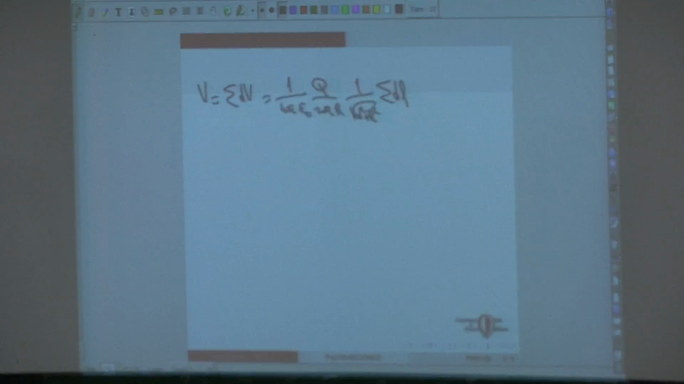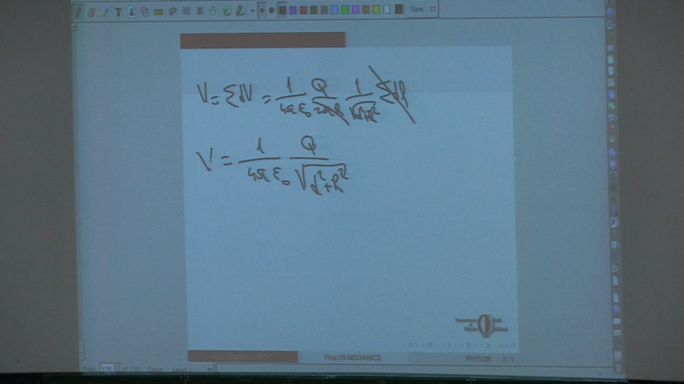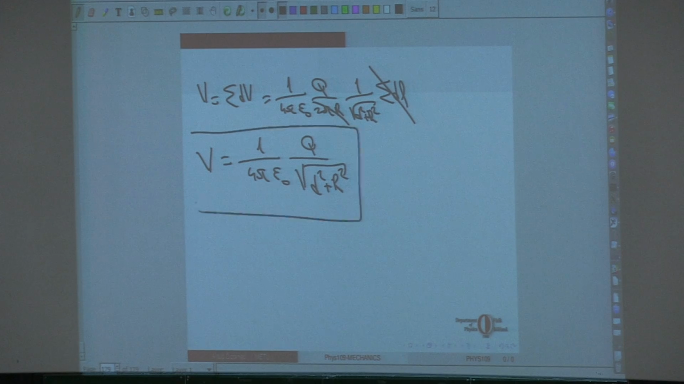The sum over the lengths of all these segments gives me the circumference of my ring, which is nothing but 2 pi r. So they just cancel. And the potential is nothing but 1 over 4 pi epsilon 0 times Q over the square root of d squared plus r squared. And I'm done.